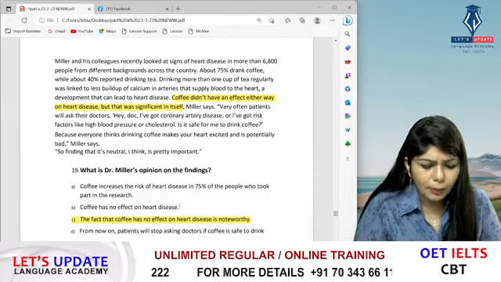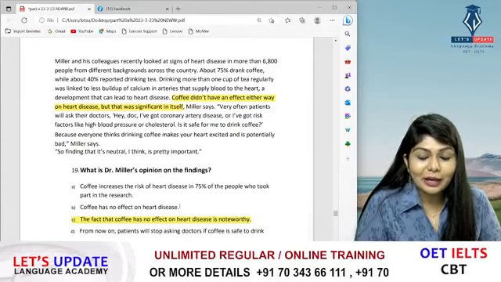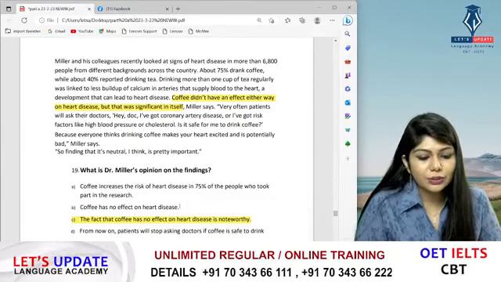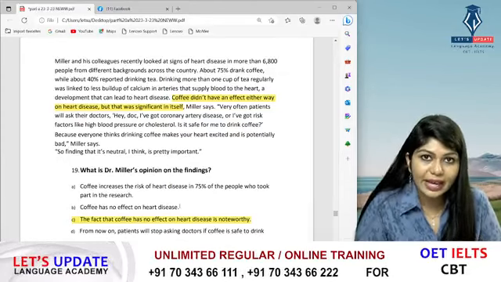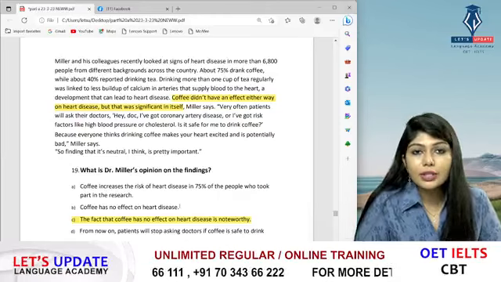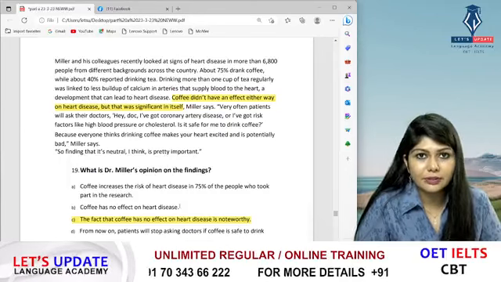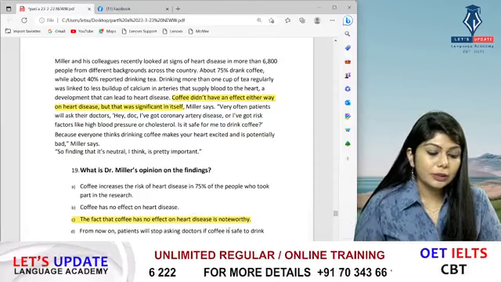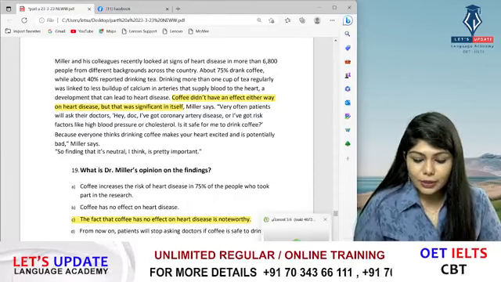From now on, patients will stop asking doctors if coffee is safe to drink. Why? Because it's not mentioned in the paragraph that they will stop asking these questions. Definitely, they were asking these questions because they had a preconceived notion about the harmful effects of coffee. So they have been asking these questions, but nowhere in the paragraph have they mentioned that they will stop asking. And not everyone is aware of the real effects of coffee, and that is why we have eliminated D. Thereby eliminating A, B, and D, your correct answer will be C. Okay, so I hope that is clear to you.